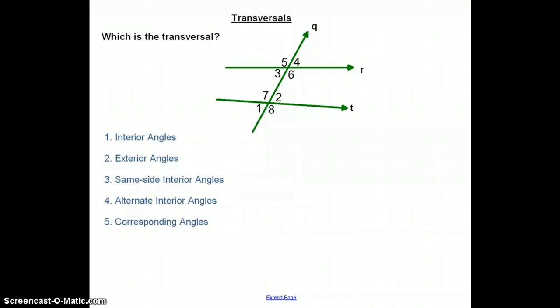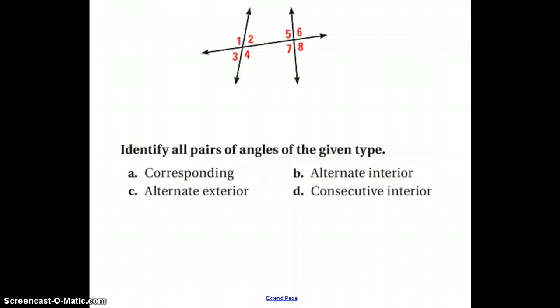So I need you to go through and pause the recording for each of these and determine which are interior, exterior, same side interior, alternate interior, corresponding angles. And I need you to write those down to show me for homework in addition to the notes. You need to pause here and again identify corresponding, alternating interior, alternating exterior, consecutive interior.